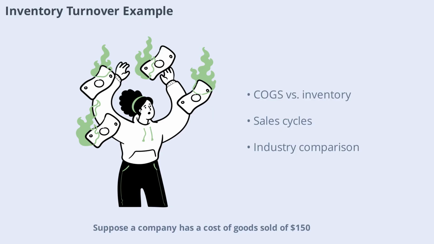Suppose a company has a cost of goods sold of $150,000 and an average inventory of $30,000. The inventory turnover ratio is $150,000 divided by $30,000, which equals 5. This means the company sells and replaces its inventory 5 times a year. Comparing the ratio with industry averages helps determine if the company is managing inventory efficiently. Next, let's look at accounts receivable turnover.